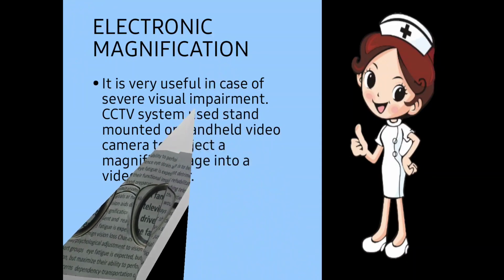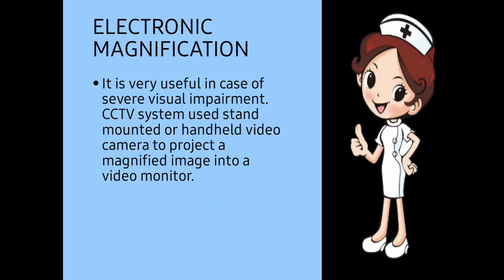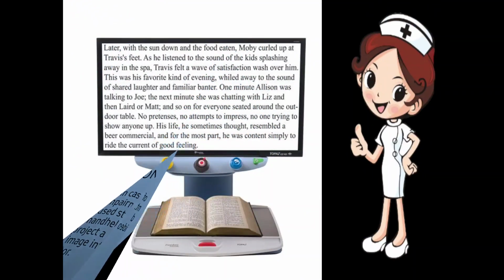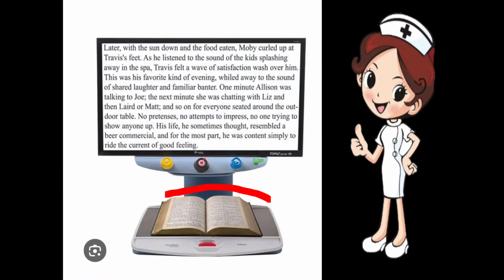Next one, electronic magnification. It is very useful in case of severe visual impairment. CCTV systems are used. A stand mounted or handheld video camera projects a magnified image onto a video monitor. Here you can notice that the book is placed, and whatever is written in the book is magnified here, so it becomes very easy for the students.